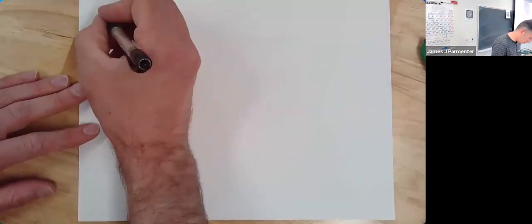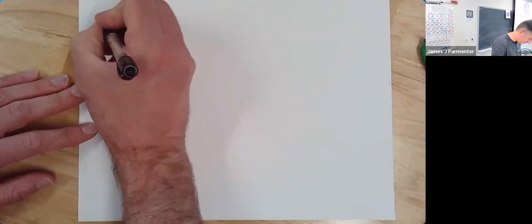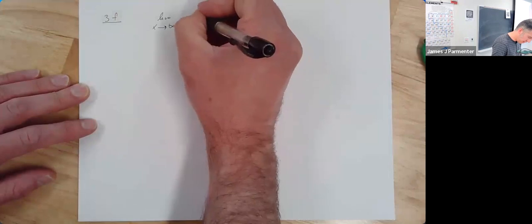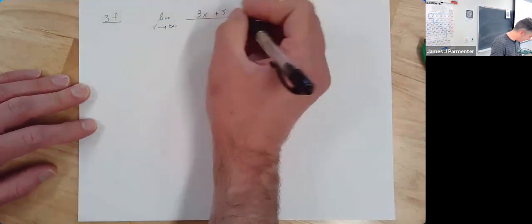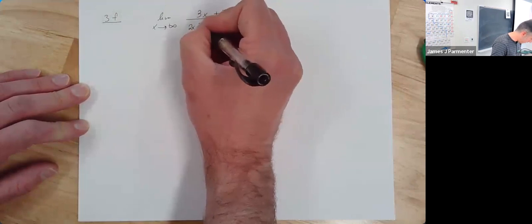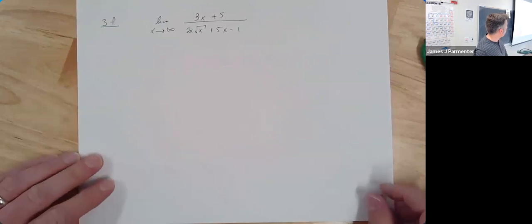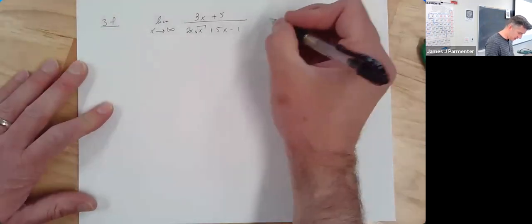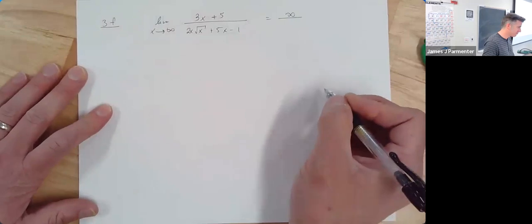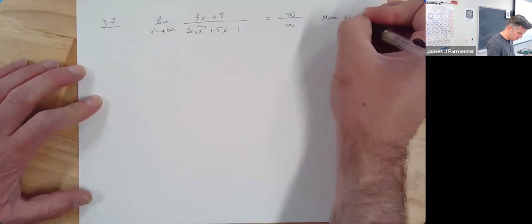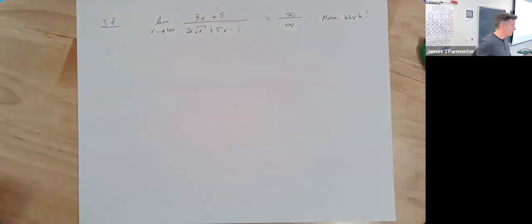So here is 3f. It's the limit as x goes to infinity of 3x plus 5 over 2x times the square root of x plus 5x minus 1. So if we plug in, on top we get infinity, on the bottom we get infinity. That means we do more. It's just like 0 over 0, infinity over infinity is an indeterminate form. You have to do more work.